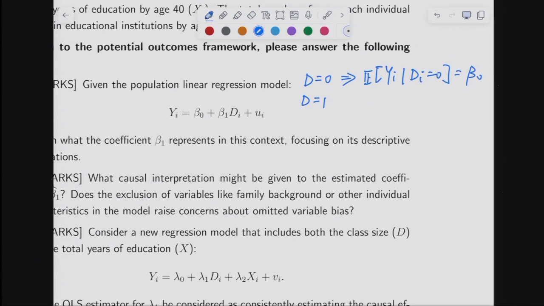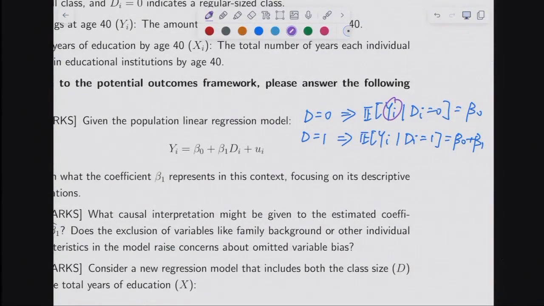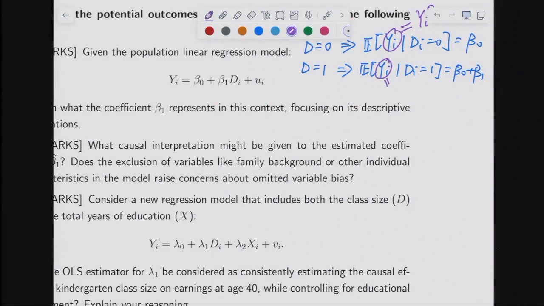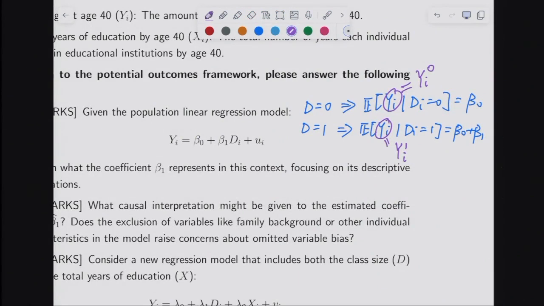And when D is 1, we'll then have the conditional expectation of Y given D being 1 equal to beta naught plus beta 1. So the sum of the two betas will give us the mean observed outcome for the treatment group. Okay, remember the Y without the superscript is the observed outcome, the actual outcome that we observe in reality. So the actual outcome that we observe for those with D being 0 is the same as their potential outcome in the untreated state, whereas for those with D being 1, so in the treatment group, we only observe their outcome for the corresponding treated state. That means the Y1 for those in the control group remains the counterfactual, and likewise the Y0 for those in the treatment group remains the counterfactual.